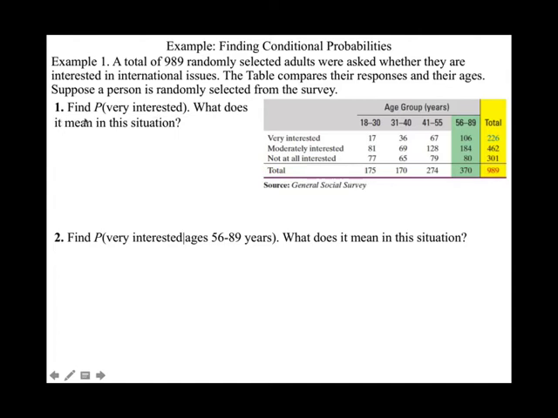Number one, find the probability that a person is very interested. What does it mean in this situation? We don't care about the age group. I just want to find the probability that they are very interested. So we're going to use the basic probability formula. How many of them are very interested? We have 226, right? Over the total number of people, which is 989. Use the calculator and you'll see that it's 0.229.